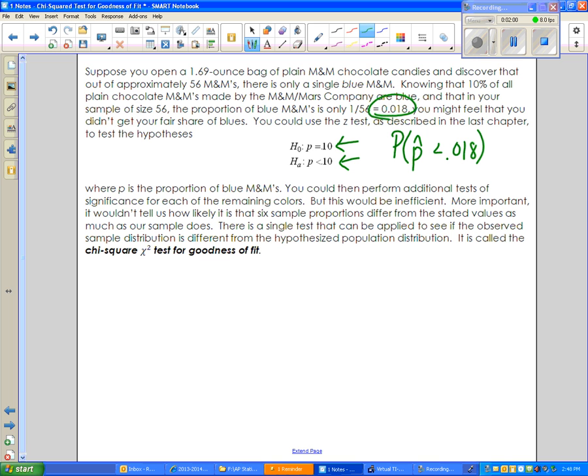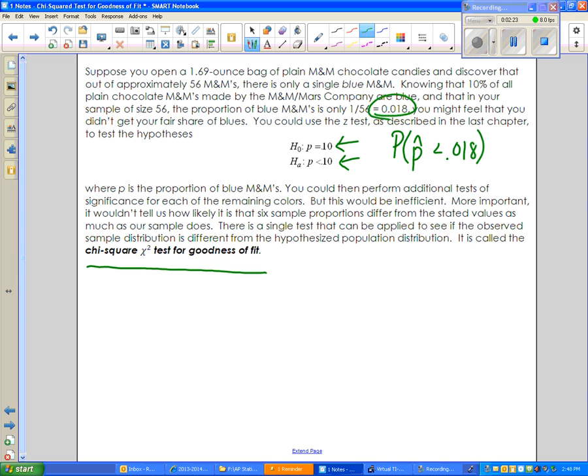You could then perform additional tests of significance for each of the remaining colors, but this would be inefficient because if there's 5 or 6 colors in the bag of M&Ms, you're doing 5 or 6 different tests. More importantly, it wouldn't tell us how likely it is that the 6 sample proportions differ from the stated values as much as our sample does. But there is a test that we can do all of this at one time, and this is called the Chi-Squared test for goodness of fit.